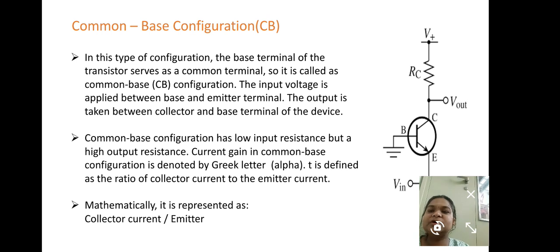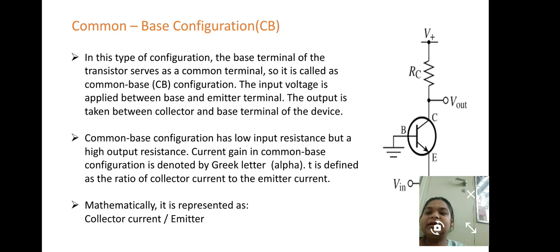Common base configuration. In this type of configuration, the base terminal of the transistor serves as a common terminal, so it is called common base configuration. The input voltage is applied between base and emitter terminal. The output is taken between collector and base terminal of the device. Common base configuration has low input resistance but a high output resistance.